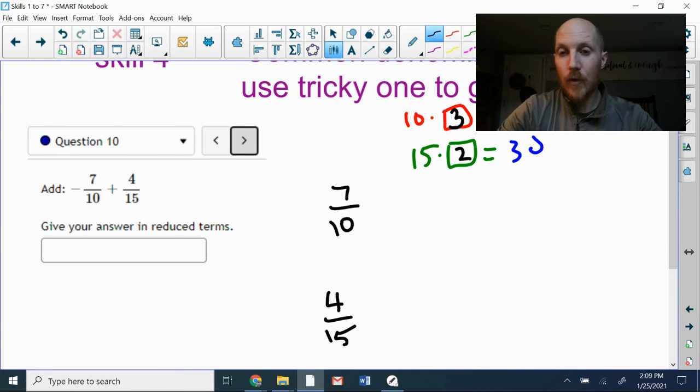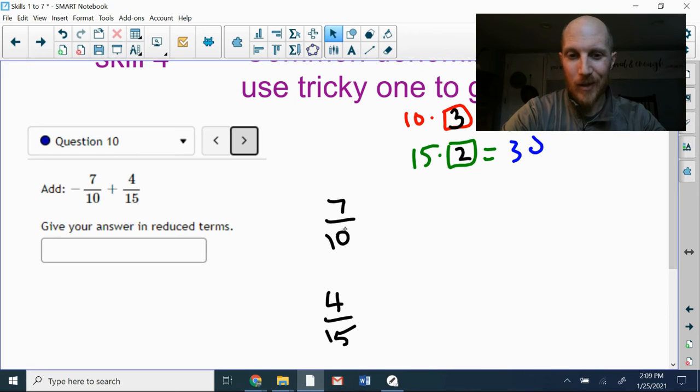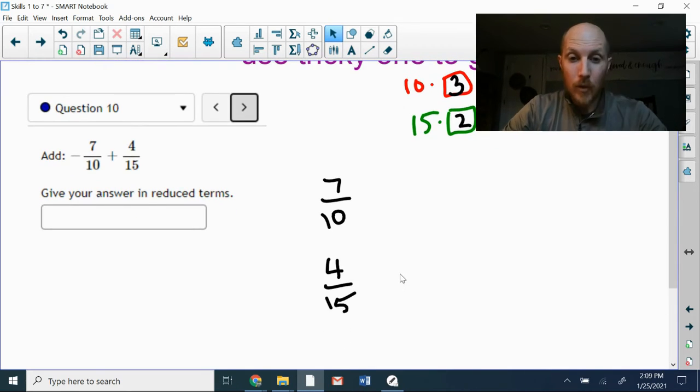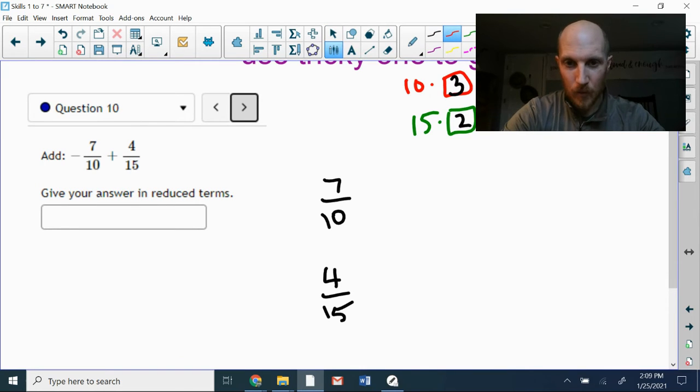If you wanted to use a different number as your common denominator, you certainly could. You could just multiply the 10 times the 15 and get 150. You could use that as a common denominator. I don't like using big numbers, especially like 150. So there's nothing wrong with it. You'll still get the same answer in the end, but more than likely you'll have to do more reducing of your final answer. So just be aware of that if you're going to use a bigger common denominator.